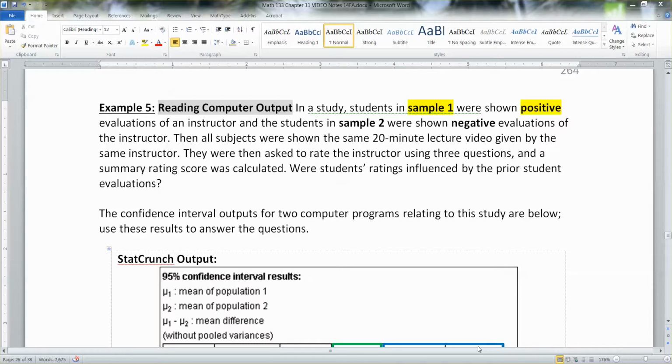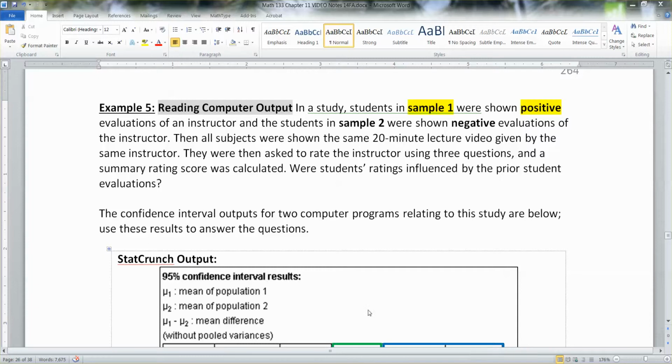So let's look here. We have a study where students in sample 1 were shown positive evaluations of an instructor, and the students in sample 2 were shown negative evaluations of the instructor. Then all subjects were shown the same 20-minute lecture video given by the same instructor. They were then asked to rate the instructor using 3 questions, and a summary rating score was calculated. Were students' ratings influenced by the prior student evaluations?